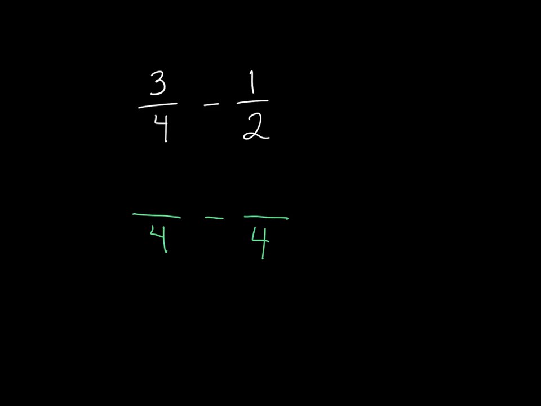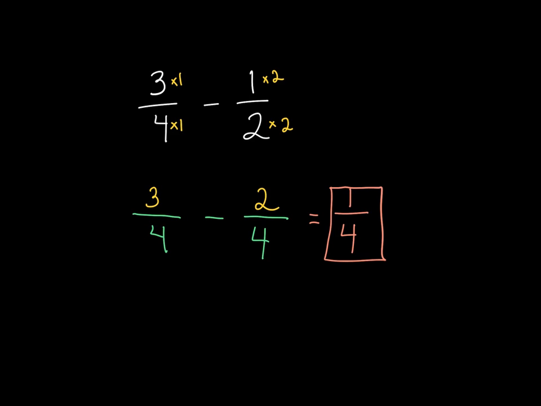Now 4 times 1 equals 4. So we multiply this numerator by 1, and we get 3. And then 2 times 2 is 4. So we multiply that numerator by 2, and we get 2. Now that we have a common denominator, we're ready to subtract. And 3 minus 2 equals 1. And we keep that common denominator. So 1 over 4.